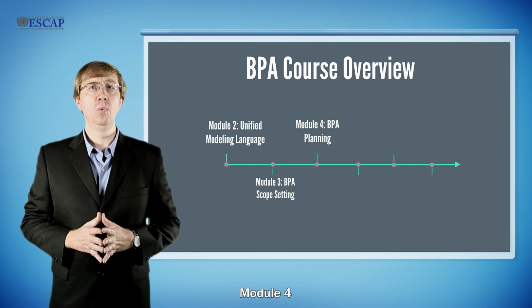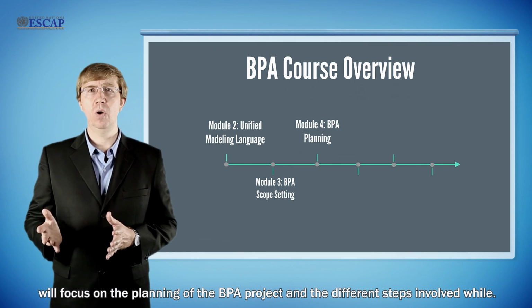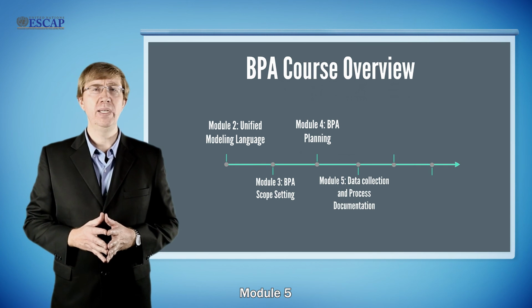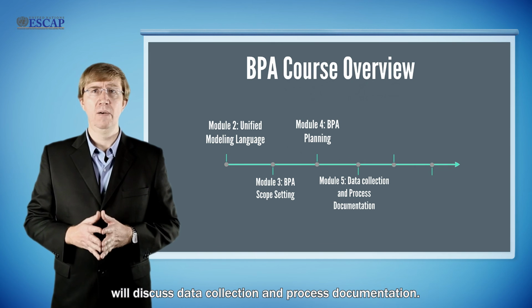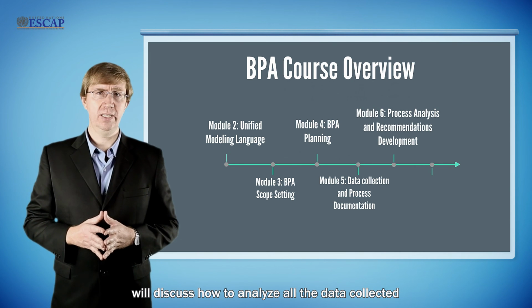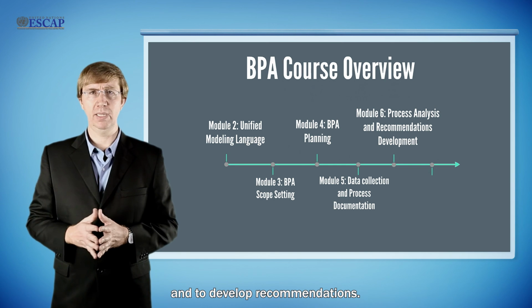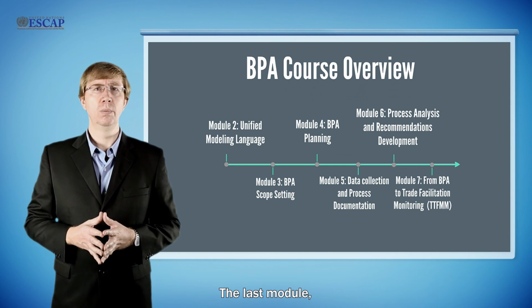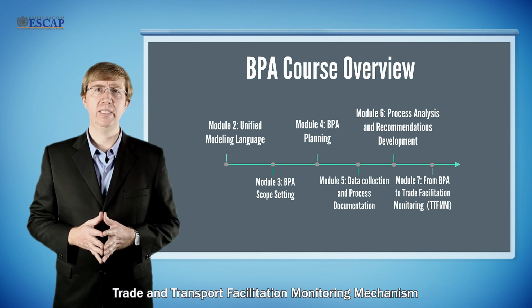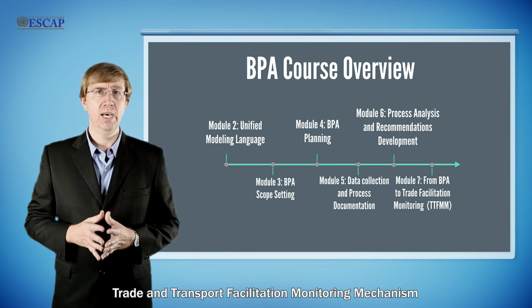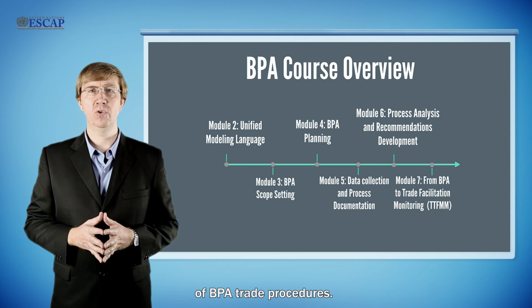Module 4 will focus on the planning of the BPA project and the different steps involved, while Module 5 will discuss data collection and process documentation. Finally, Module 6 will discuss how to analyze all the data collected and to develop recommendations. The last module, Module 7, will introduce you to the concept of trade and transport facilitation monitoring mechanism and how such a mechanism may be developed through regular conduct of BPA of trade procedures.